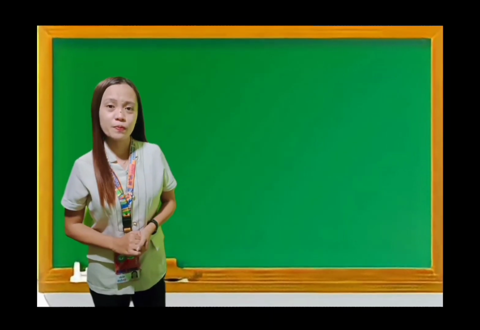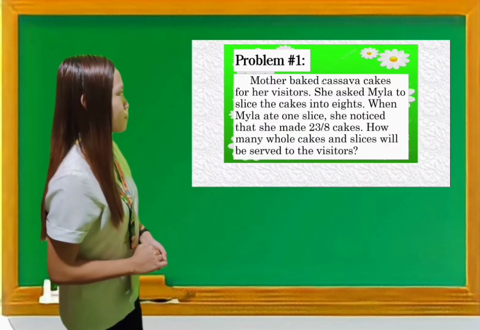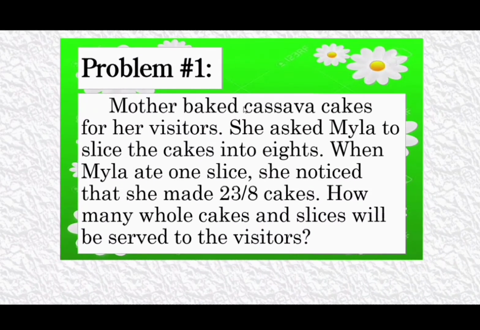Now let us read these problems. Problem number 1. Mother baked cassava cakes for her visitors. She asked Mila to slice the cakes into eighths. When Mila ate one slice, she noticed that she made 23 eighths cakes. How many whole cakes in slices will be served to the visitors?